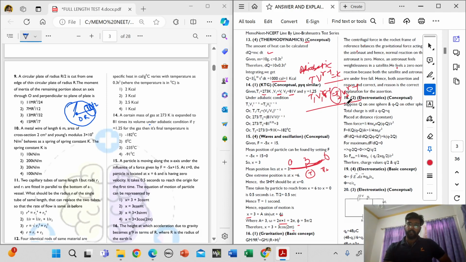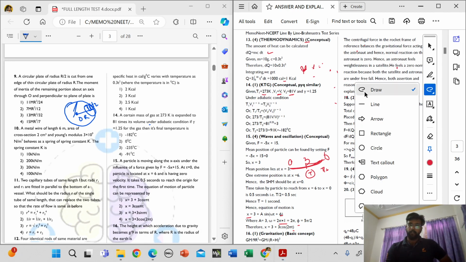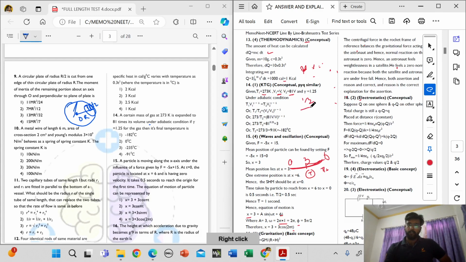So simply equate this and put the values here. We get T1 upon T2 equal to V2 upon V1 raised to power gamma minus 1. Gamma value is 1.25, minus 1, that will be V2 upon V1 raised to power 0.25. We have V2 is 8V, V1 is V, so 8 raised to power 0.25, and temperature T1 is 273. So we will get the answer as 91 Kelvin.